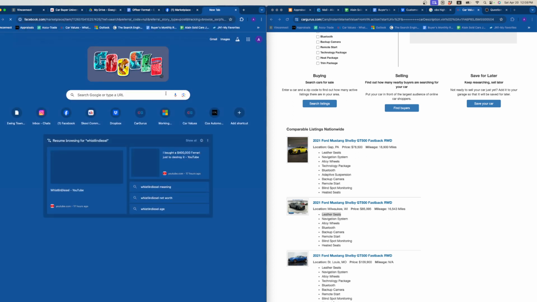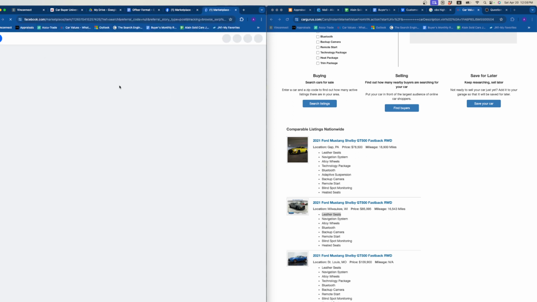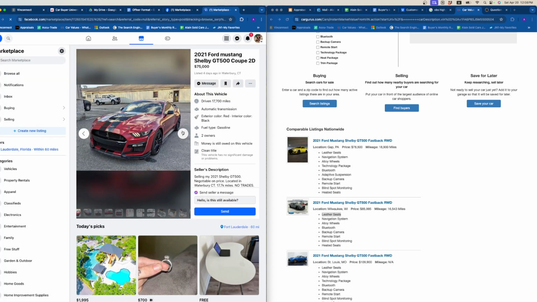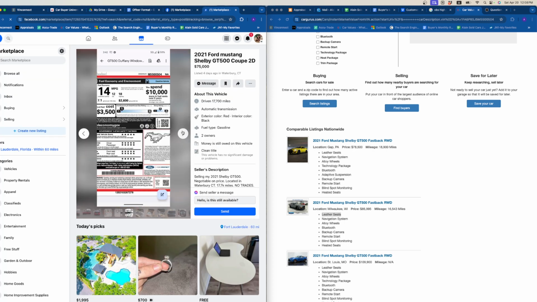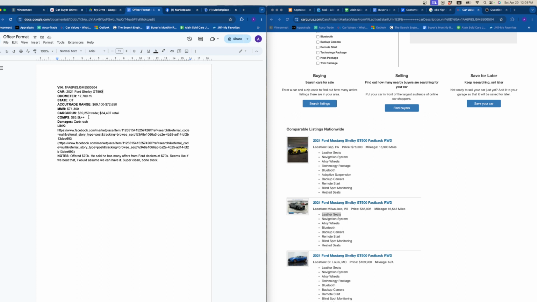I have to see the car that you're referring to. So in this case, if we paste this link here, it's going to show up. This is the car. I'm going to take a look at the photos, etc.